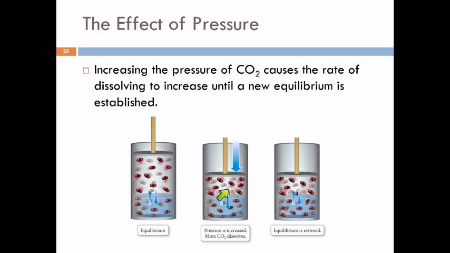If we increase the pressure by decreasing the volume of this headspace, pushing this down, now the pressure here is greater. That causes more of the CO2 to dissolve. The rate of dissolution is the same. It doesn't affect how much comes out, but it's going to force more of this to go in until it reestablishes a new equilibrium. Does that make sense?